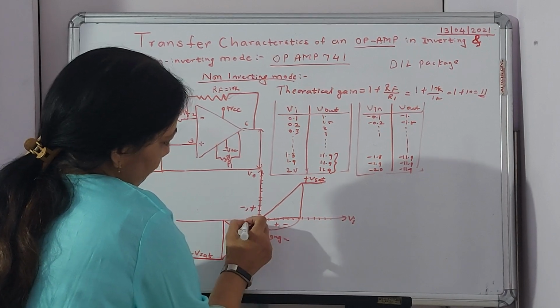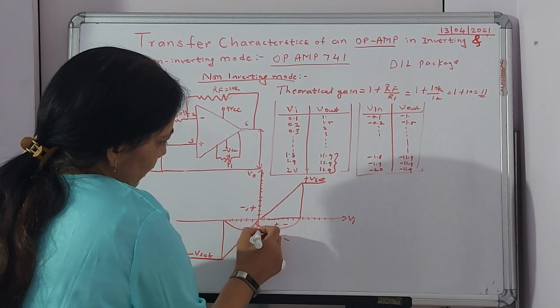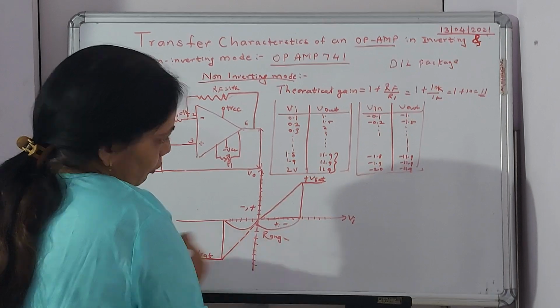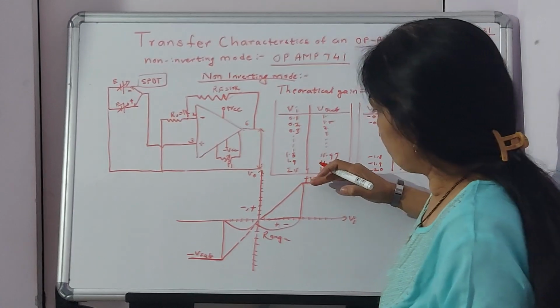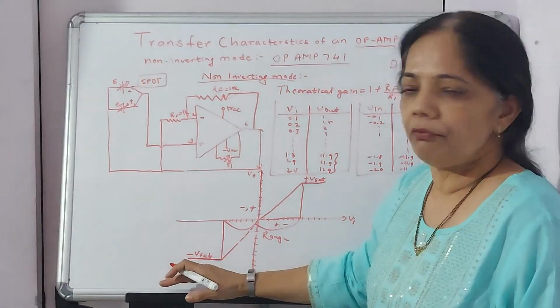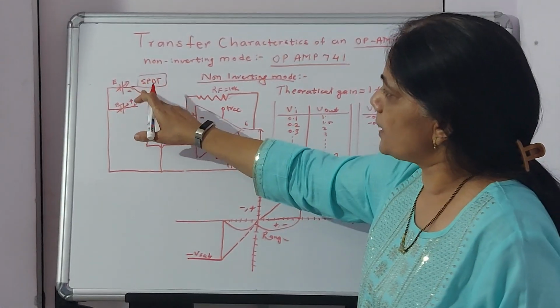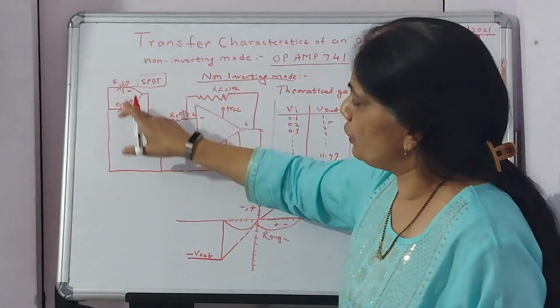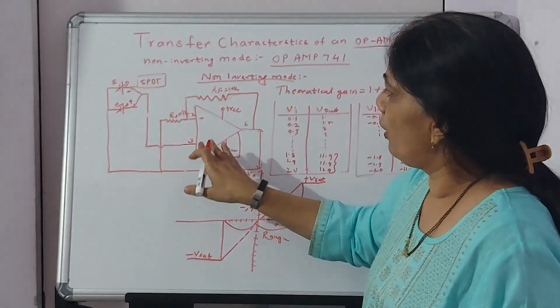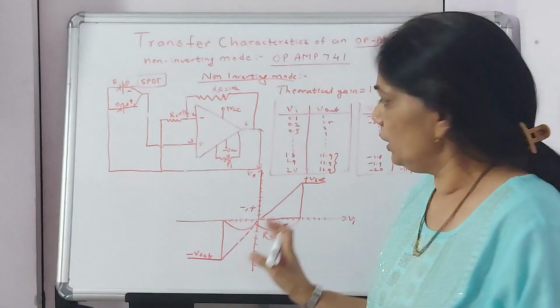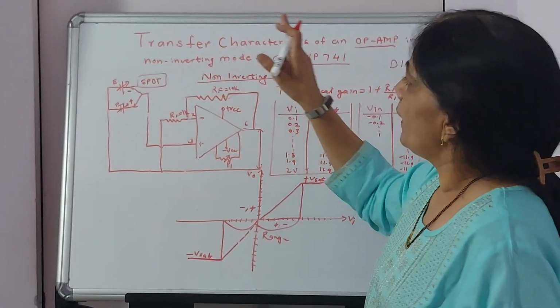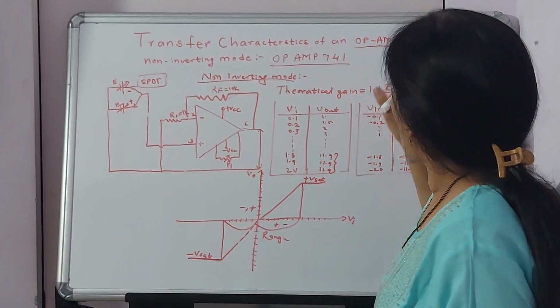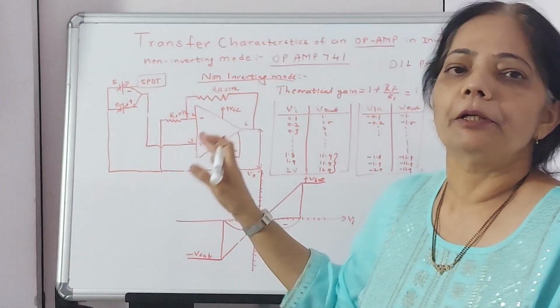Correct? These are the values for my input. These are the values for my output. Correct? So I have reached from V saturation plus to V saturation minus when I am changing the input by this SPDT switch from positive to negative. So this is the way my non-inverting terminal is going to give me the output curve. This is called the transfer characteristic of an op-amp in non-inverting mode.